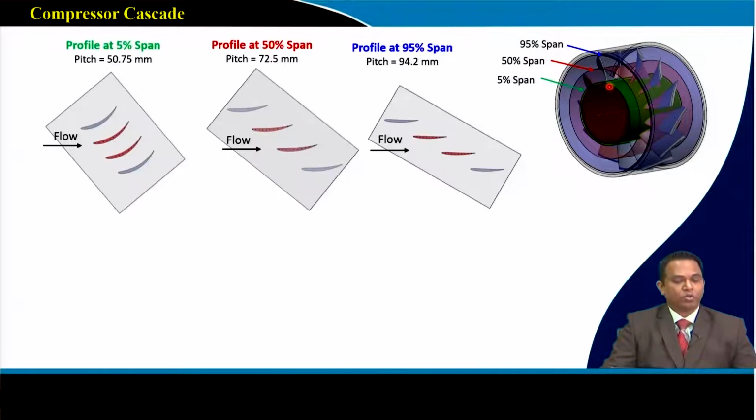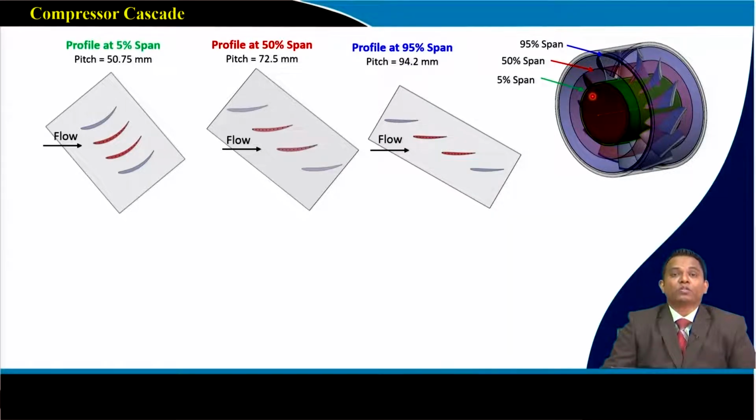So let me show you here. This is my profile at 5% span. When we are looking at our delta beta, that's what is giving me this kind of curvature. This aerofoil is an indigenous aerofoil, an individual aerofoil. If I go to the 50% span, you can understand that as we move away from my hub, my radius is going to increase.